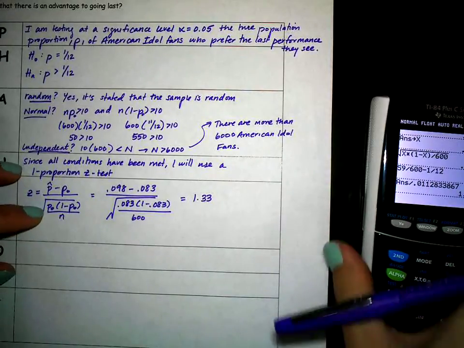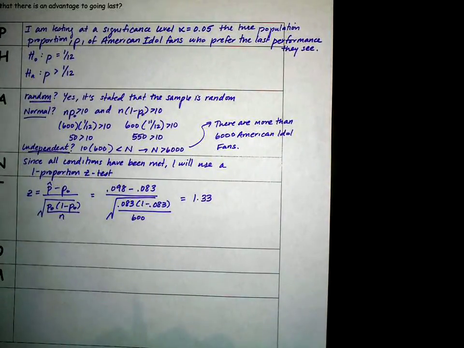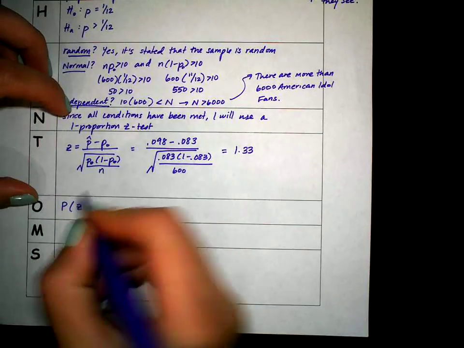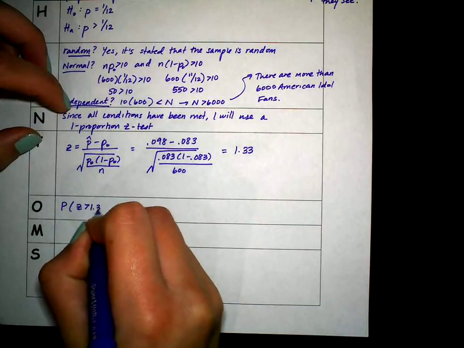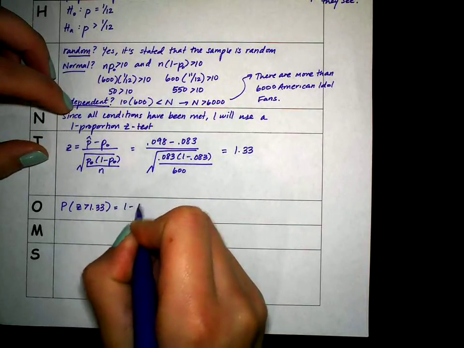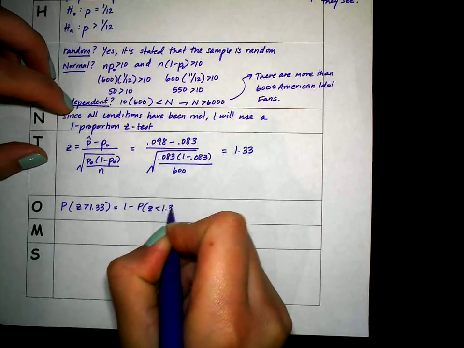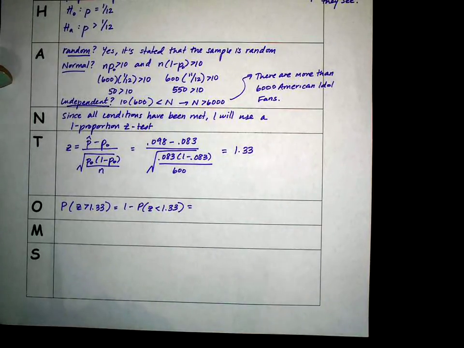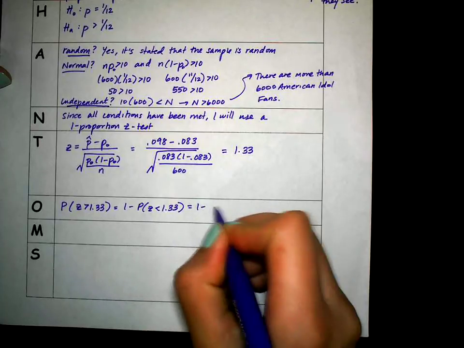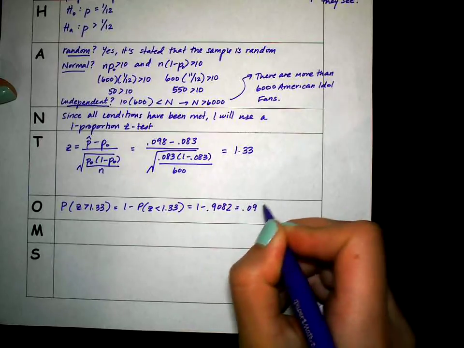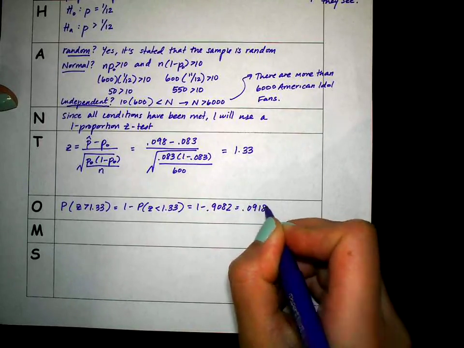That's our test statistic. Now we're going to go ahead to go to O. We have to figure out what the p-value is, and that's pretty much the probability that your z is going to be greater than 1.33. Okay, which is also equal to 1 minus the probability that your z is less than 1.33. Alright, this is the point where you would go ahead and use your z-score table. Once you figure it out on the z-score table, it's 1 minus 0.9082. So my probability is 0.0918.